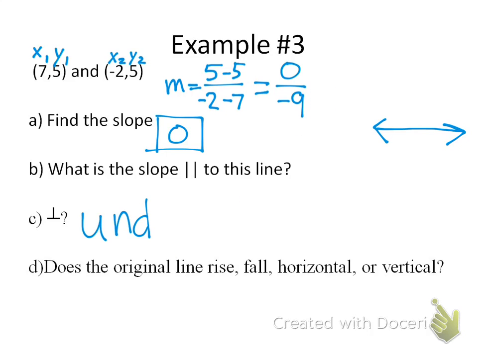Or you could think back to what type of line would be perpendicular to a horizontal line. It'd be a vertical line, so it has to have an undefined slope. Back to B, parallel this time. 0. Good. I think I skipped those because they're just so easy. And then D, our original line, I drew it in blue. It's horizontal. Good.